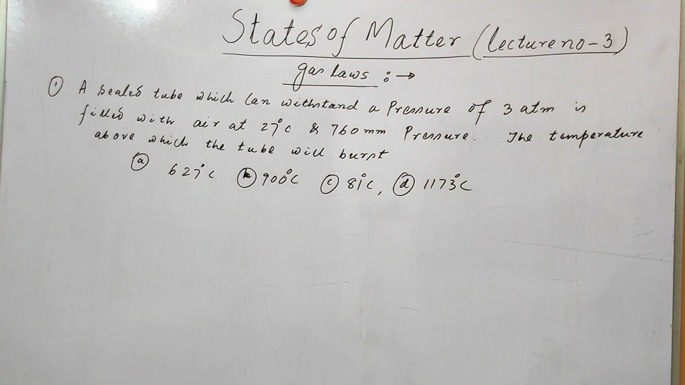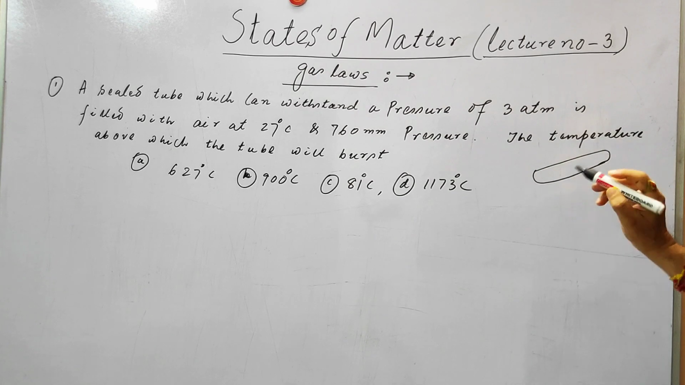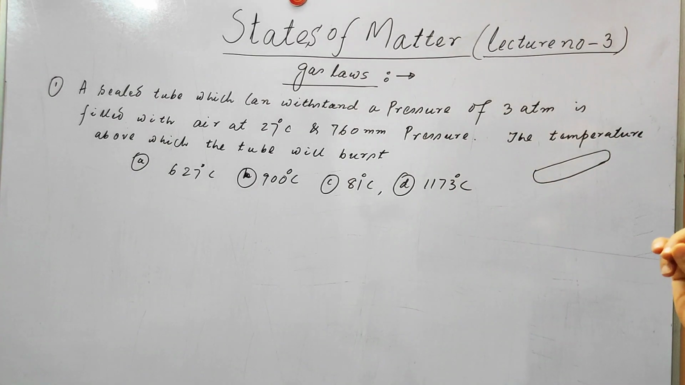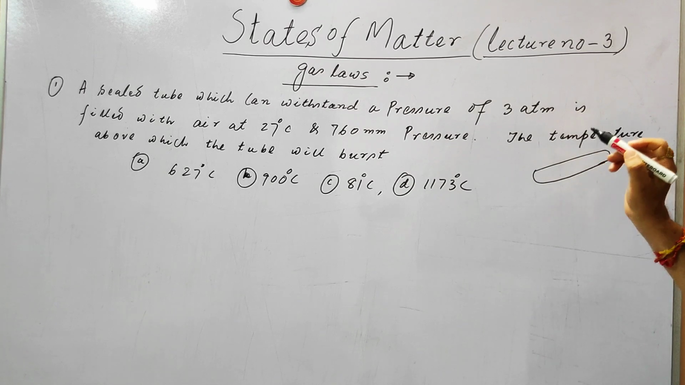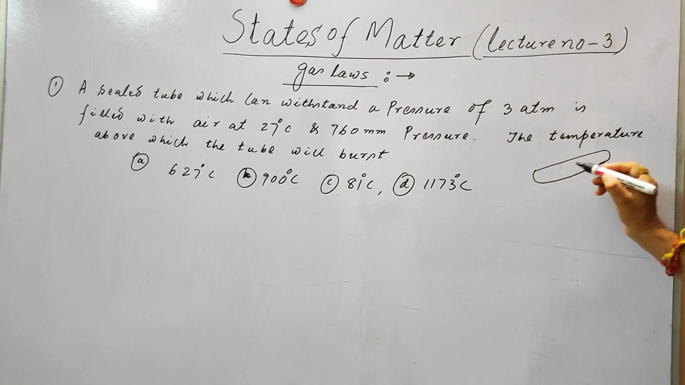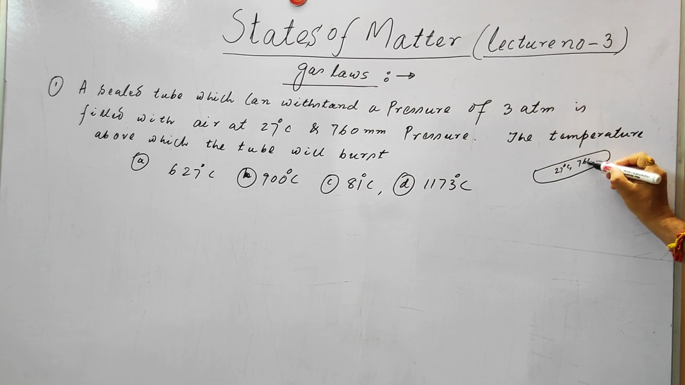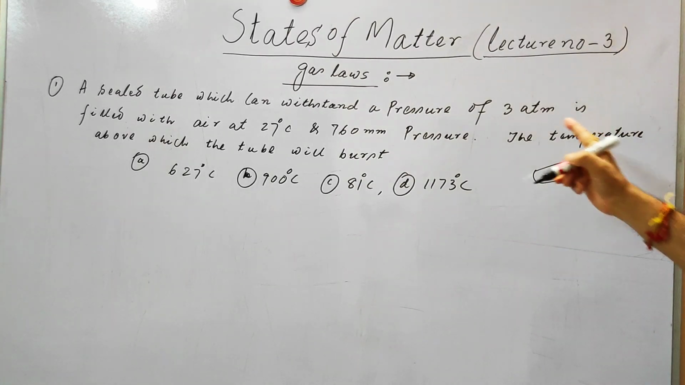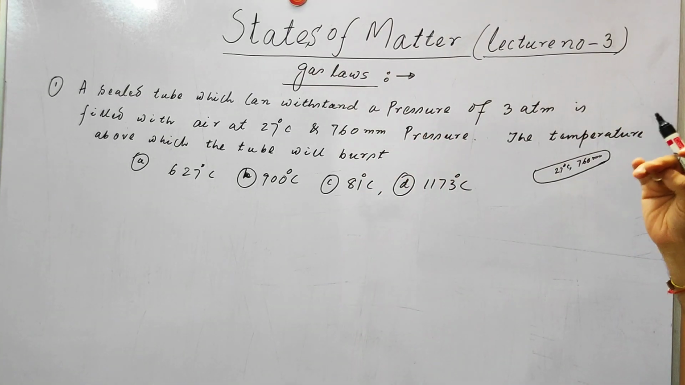This is a numerical that you can see. A sealed tube. Suppose this is a sealed tube. It has the capacity to withstand 3 atmospheric pressure, and it is initially filled with air at 27 degrees Celsius temperature and a pressure of 760 millimeter of Hg. So you have to tell the temperature above which the tube will burst.